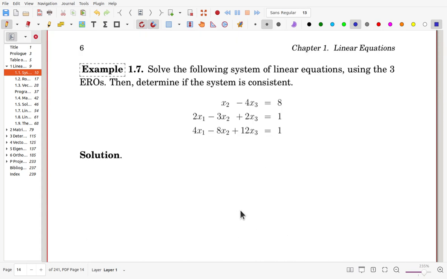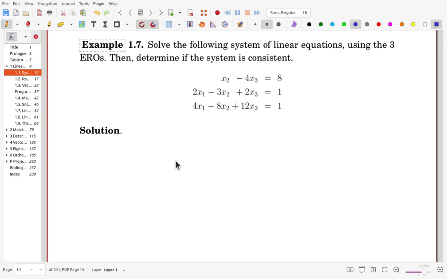Solve the following system of linear equations using the 3 elementary row operations, then determine if the system is consistent. Okay. From the linear system, let's collect the coefficients and right side to make the augmented matrix. Now, there is 0 here. Let's write down the coefficient matrix first: 0, 1, -4, and 2, -3 and 2 here, and finally 4, -8 and 12. The right-hand side is 8, 1, 1.